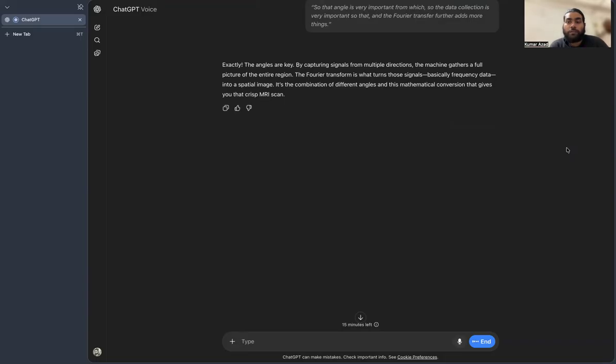So are those magnets the hydrogen atom nuclei or the protons?